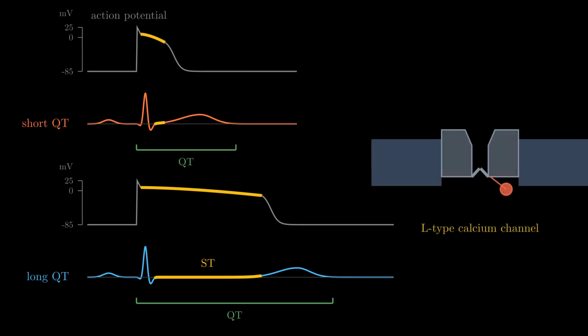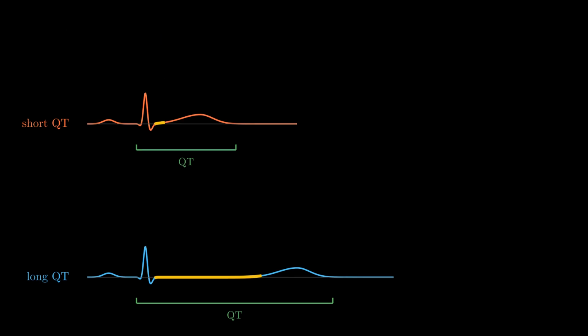It represents the plateau phase of the cardiac action potential, where L-type calcium channels are active. So calcium determines how long the plateau lasts, and that changes the ST segment, which changes the QT interval. And that's why calcium can shift the QT interval without changing the P wave, the QRS, or the T wave.